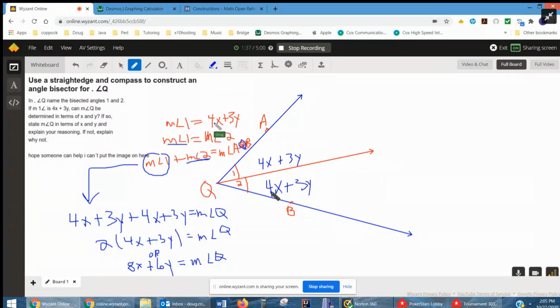So the measure of the big angle Q is two of these. 2 times the quantity 4x plus 3y. If you want to distribute the 2, that's fine, 8x plus 6y.